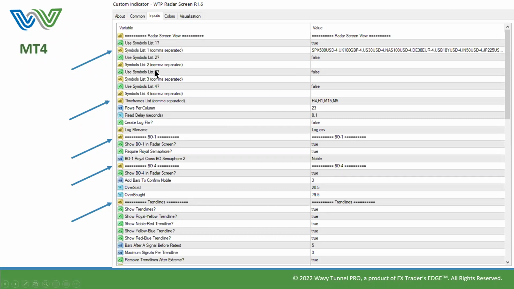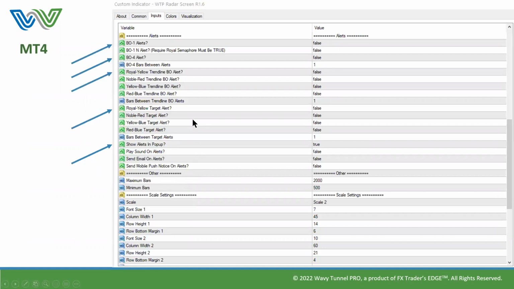This gives you the ability to add your symbols. It gives you the ability to add your time frames. This is the breakout 1 trade. This is the breakout 4 trade, and there are a few things that you can change in here if you want to see it, if you don't want to see it. Do you want to see the trend lines? Do you want them on? Do you want them off? And we have all of these different trend lines.